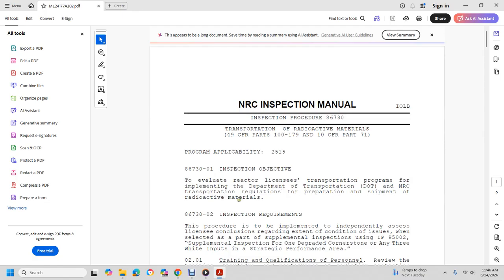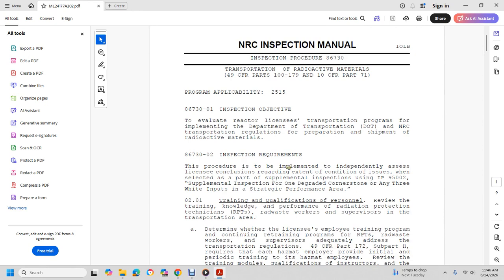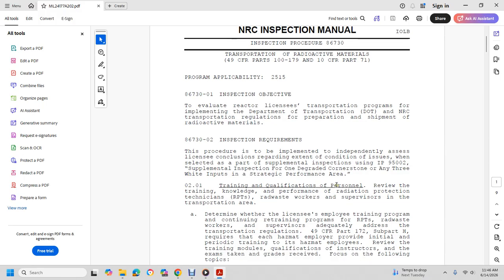Preparation for shipment of radioactive material. Inspection Requirement: Procedures be implemented and independently assessed with the licensee, with a conclusion regarding the extent of the condition of the issue. When selected, submit supplemental inspections using IP 95002 supplemental inspection for one degraded cornerstone or any three white inputs in a strategic performance area.